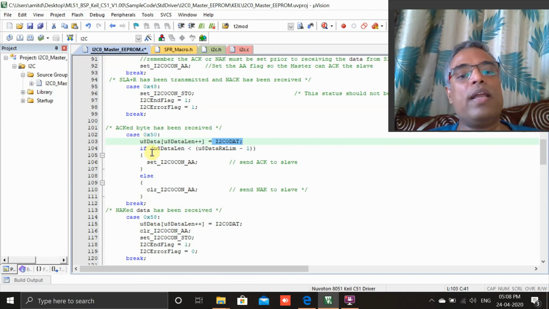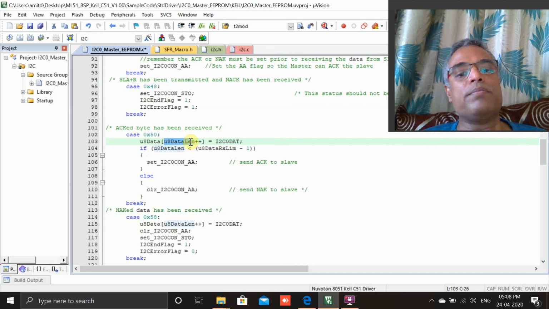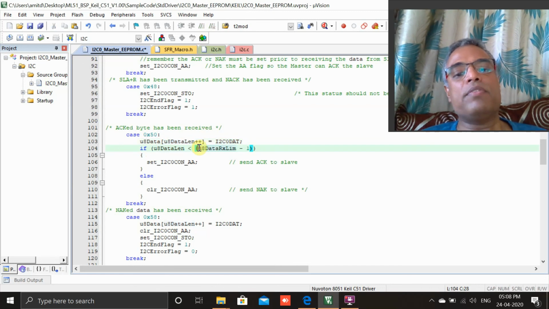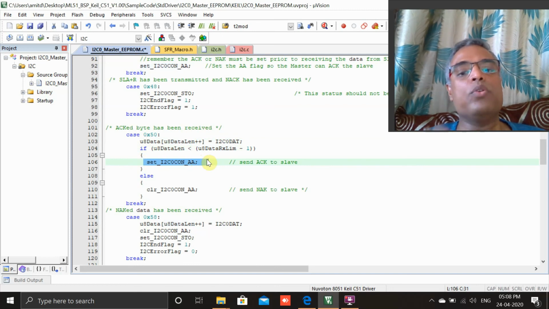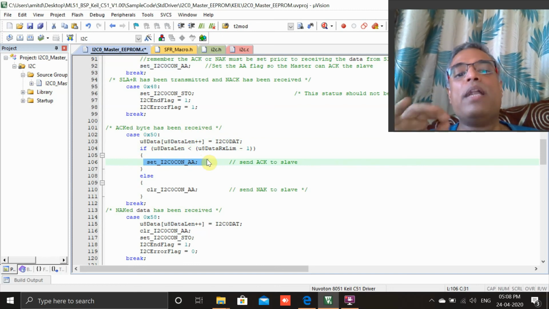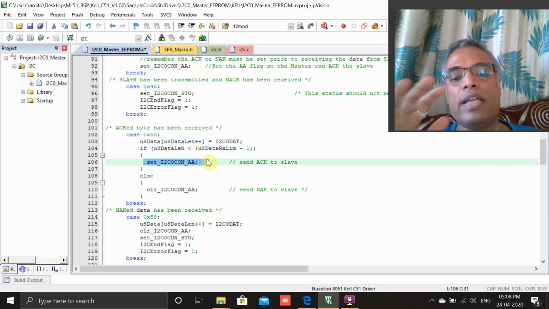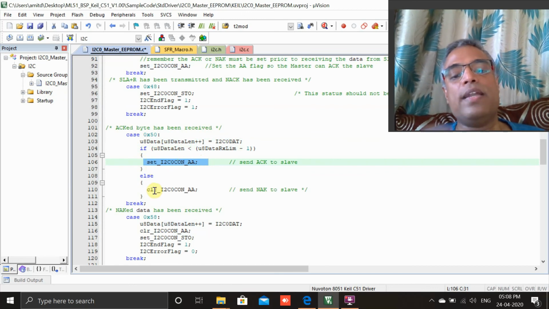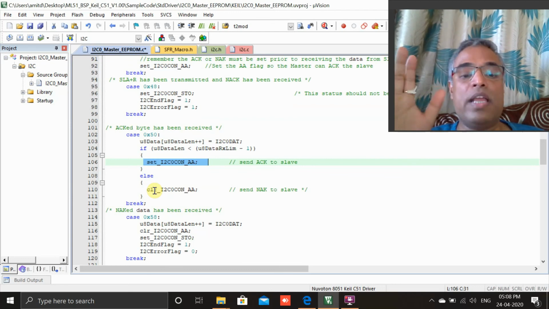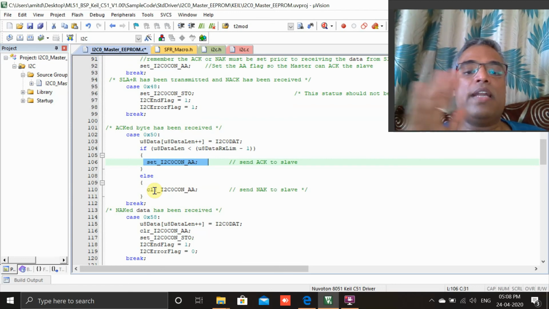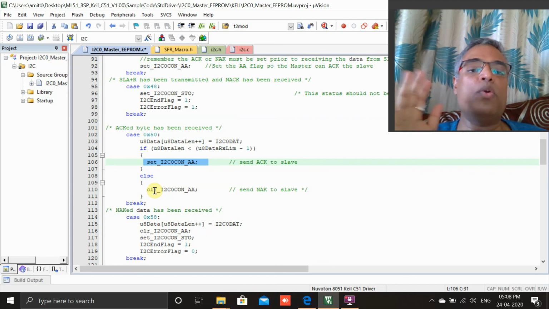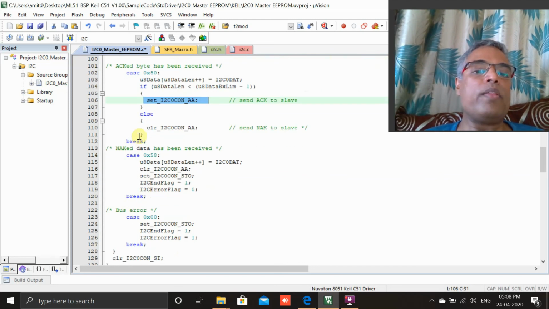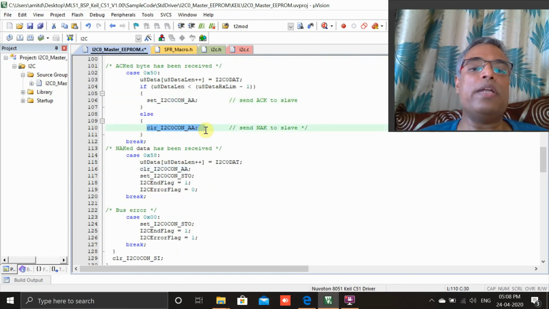Now we will again compare the incoming data with the limit that we have set. So we need 5 bytes of data. So basically we acknowledge byte 0, byte 1, byte 2, byte 3. But for byte 4, that is the fifth byte of data, we are going to keep this AA flag cleared, which is going to send a NACK. That's going to inform the slave that look, the master is now done, it has read all that it was to read and doesn't want any more data. So here we are not going to read any more data after this.